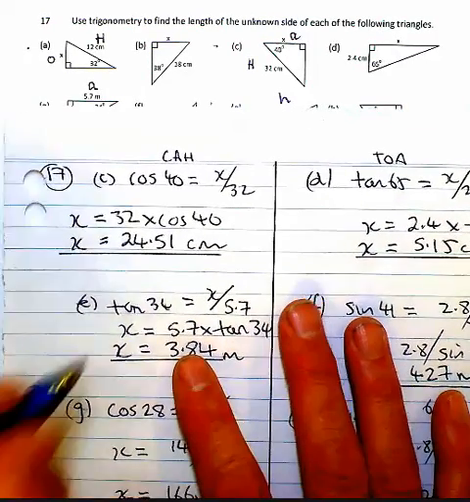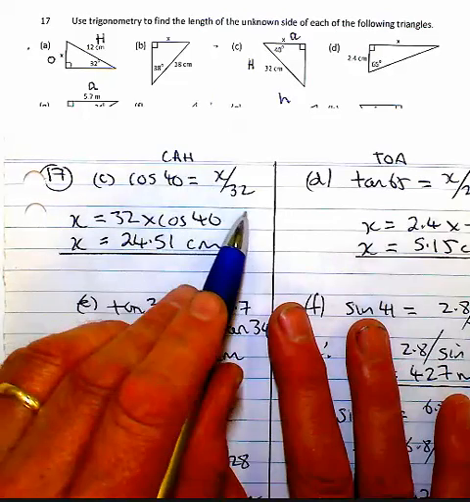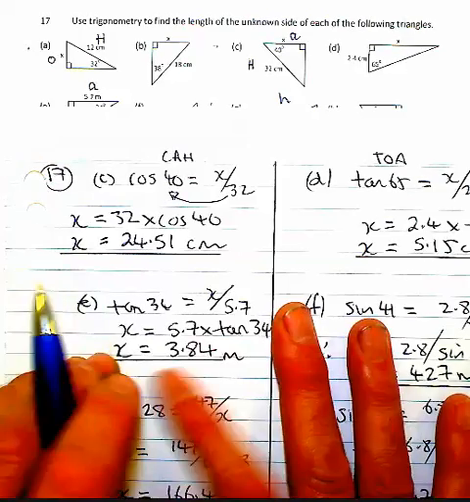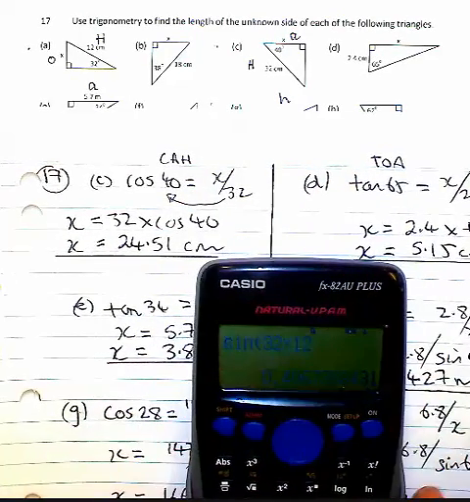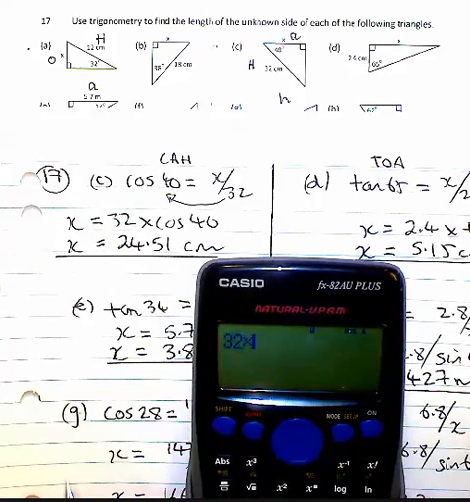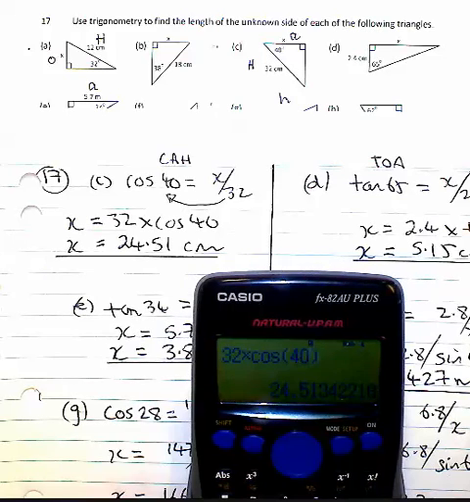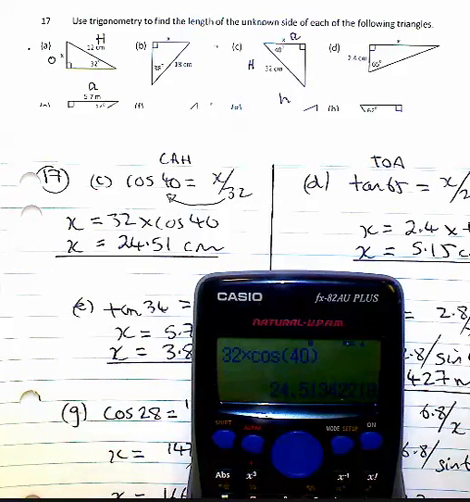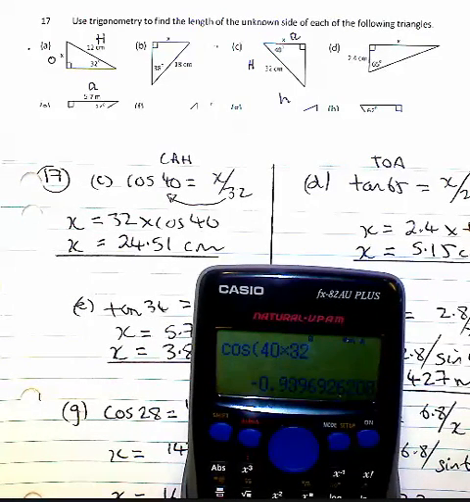Once again, when you do this problem, it's cos theta or cos 40 is equal to x over 32. The x being on top, when you do the transposition, 32 times cos 40. Now on the calculator, I end up with 24.51 centimetres. Once again, do not do the following. The calculator does not like it. There's no way you can have a negative length there.